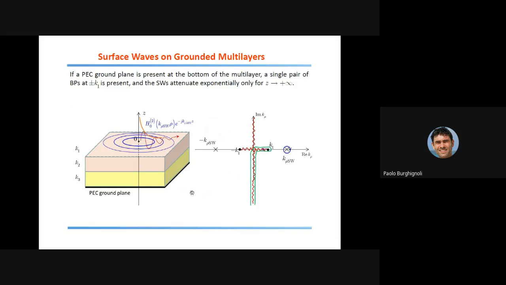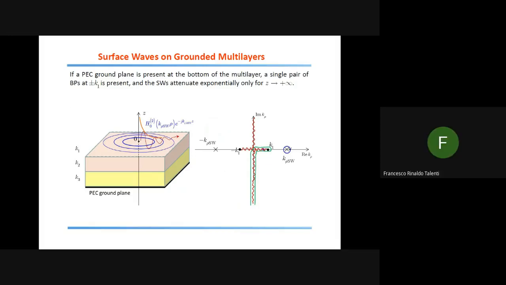But since here we are dealing with open planar waveguides, we need to introduce branch points and the associated branch cuts, and the structure is more complicated because you don't have a single complex plane, but you have a Riemann surface that in this example is constituted by two complex planes, the top one where everything is proper and satisfies the radiation condition at infinity, and the bottom Riemann sheet where everything is improper and does not satisfy the radiation condition at infinity.